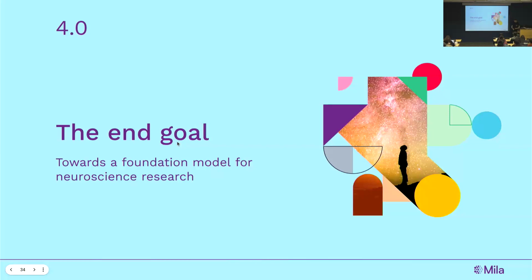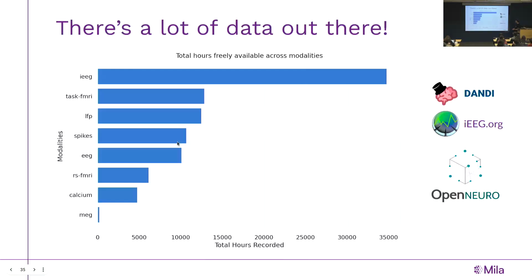So that brings me to the end goal. And I know I need to finish up. So I think where I ultimately want to see us move towards is a foundation model for neuroscience. There's a lot of data out there. I just want to emphasize that for everyone. If we consider all the different modalities, it's just insane how many hours of neuro data have been recorded and freely released, almost none of which is getting used in a single model, right?